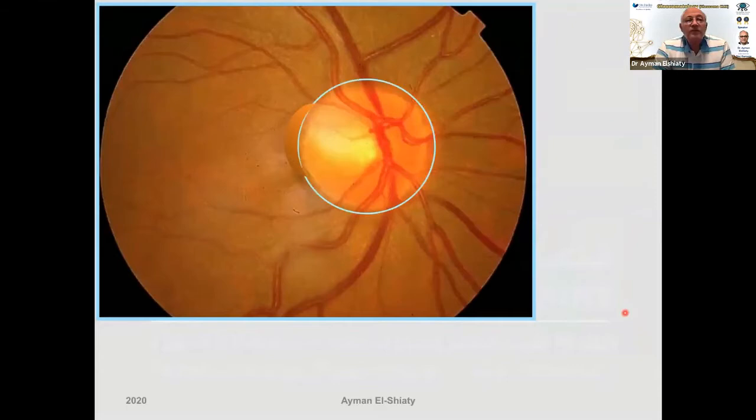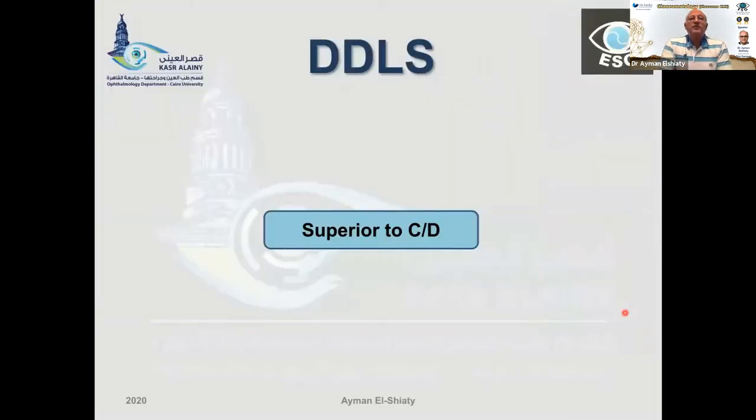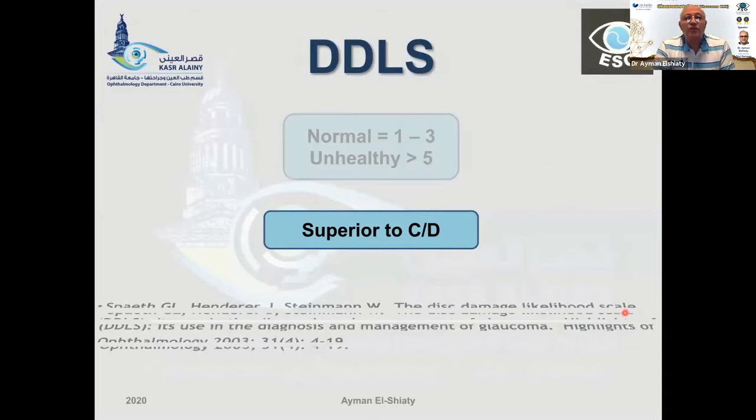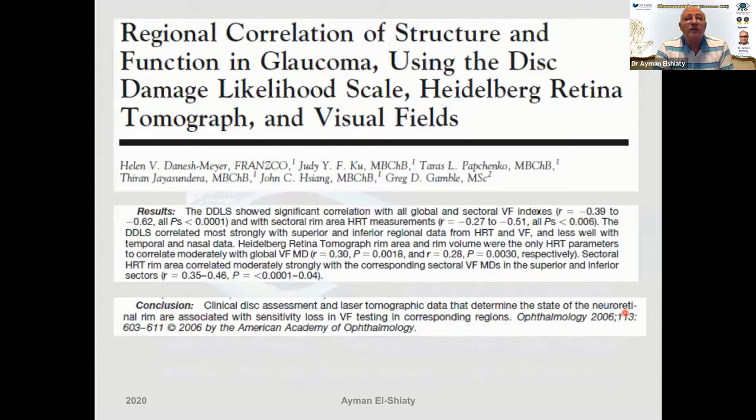And you look at this, you find there is a loss of the rim of 45 to 90 degrees, and so it's disc damage likelihood scale 6 on the temporal side. So the disc damage likelihood scale is superior to the cup disc ratio. It's normal between 1 and 3, and most probably this disc is unhealthy if it is more than 5. And when it is correlated with the visual field, it shows significant correlation with all global and sectoral visual field indexes, as you can see.